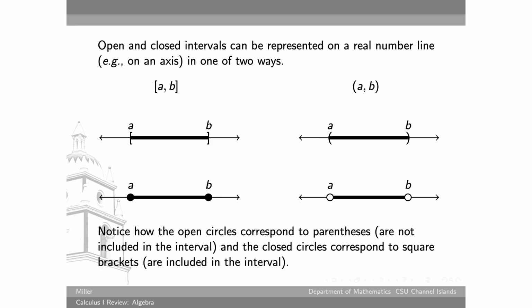Open and closed intervals can be expressed on a real number line, for example on an axis, in one of two ways. On the left, we have representations for the closed interval. You can see at the top it has the interval notation for the closed interval [a, b]. And on the right, there are notations for the open interval from a to b.